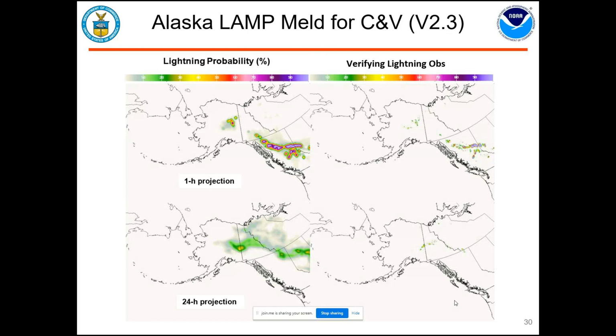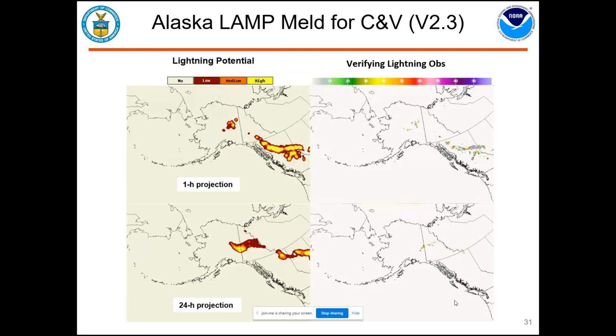So for lightning, the top plot is for a 1 hour projection example, and then the bottom is for a 24-hour. To the right, you see the verifying lightning OBS. So you can see you have fairly sharp probabilities here, which tend to match up pretty well with the observed lightning. Here again is that potential category product that I described before. You can see there, again, it matches up fairly well with the observed verifying lightning OBS.